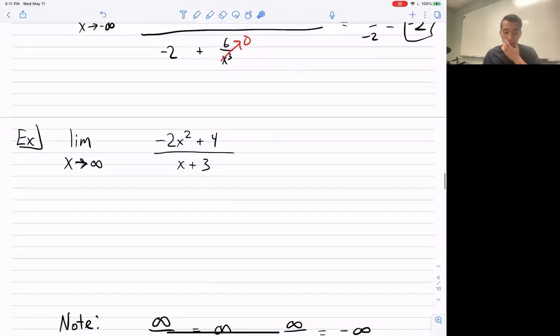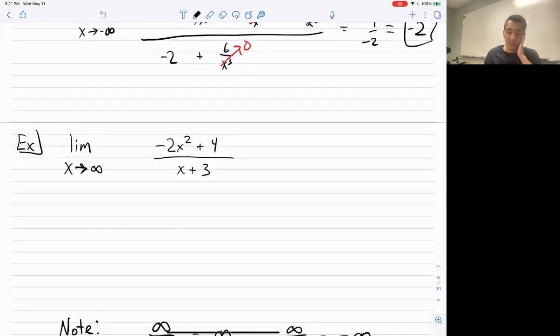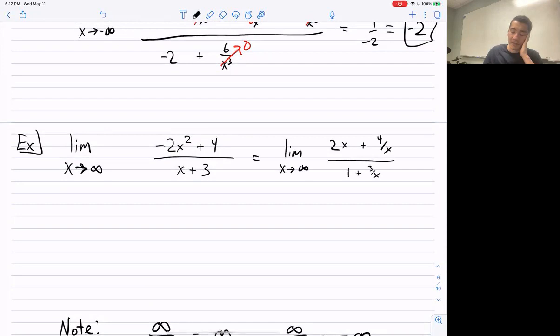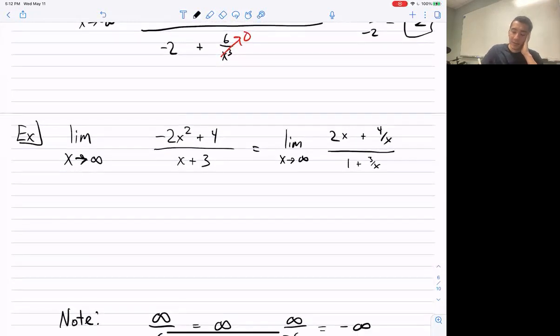And let's do one more example. So what happens here if we plug in infinity? Well, let's divide everything by x. So this is going to be the limit as x approaches infinity of 2x plus 4 over x, over 1 plus 3 over x. So if we divide every term by x, so times 1 over x, and then 1 over x. So that's what we did. We divided everybody by 1 over x.